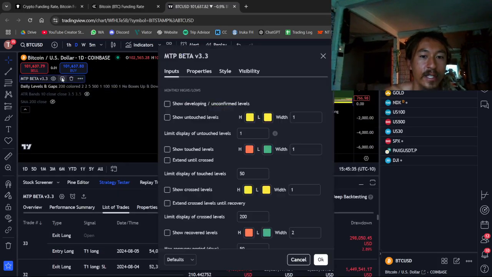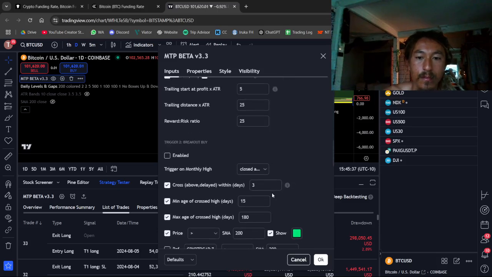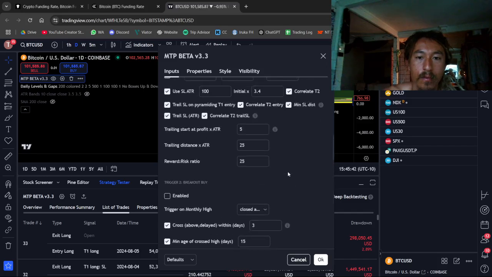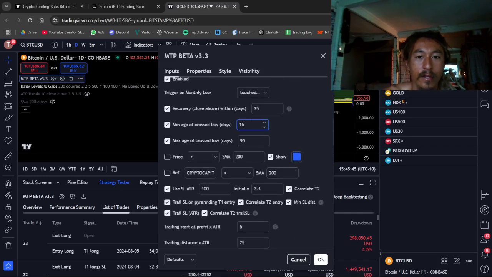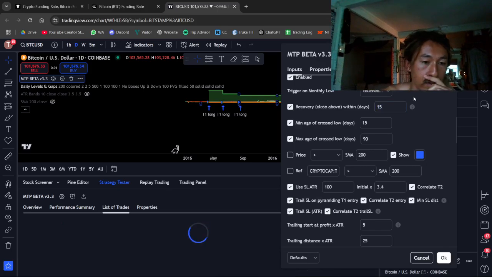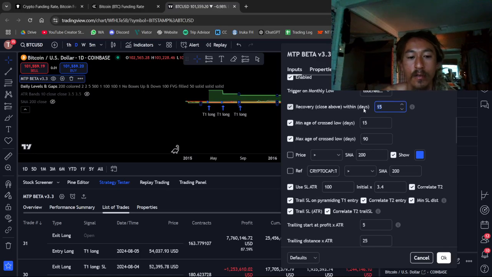So if I change this to 35, it's going to be hard to find the one that I'm looking for. Oh, it's at 35 now. Okay. 35 is 33 trades. So if I put this to 15, it's at 31 trades. So this finds one more trade. 30 to 35 finds two more trades.